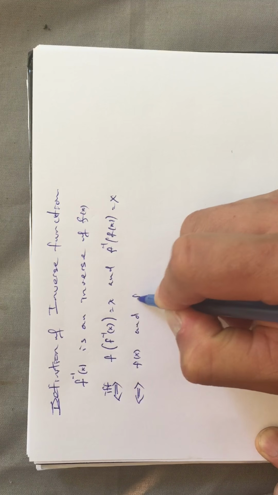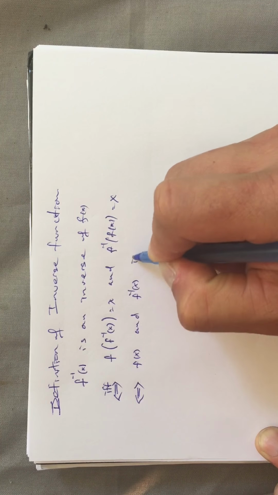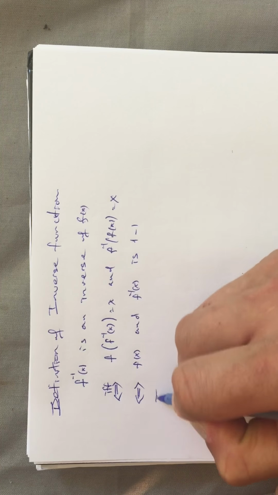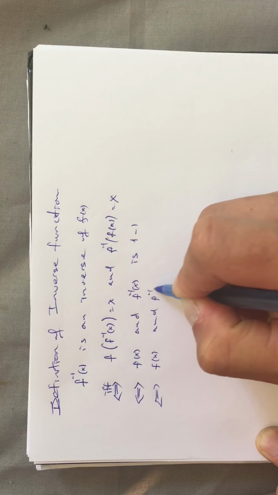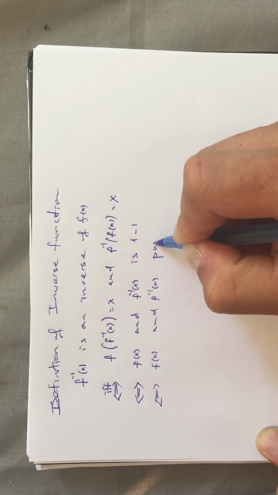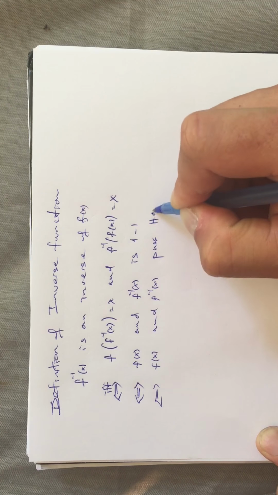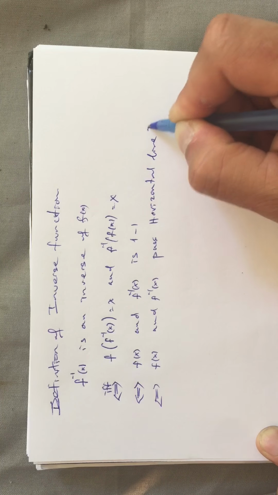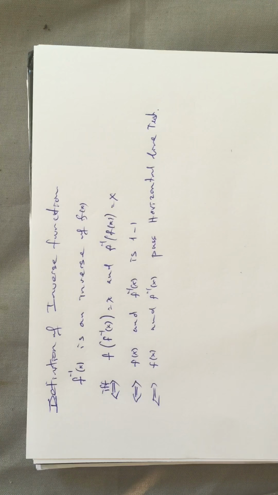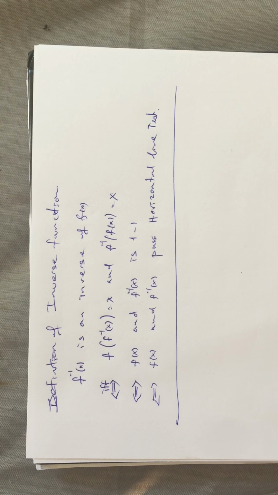It's also that f(x) and f^(-1)(x) are one-to-one, and if it's one-to-one, f and f^(-1) pass the horizontal line test. It's important that this is a key to find what you need. So how do I find an inverse function?